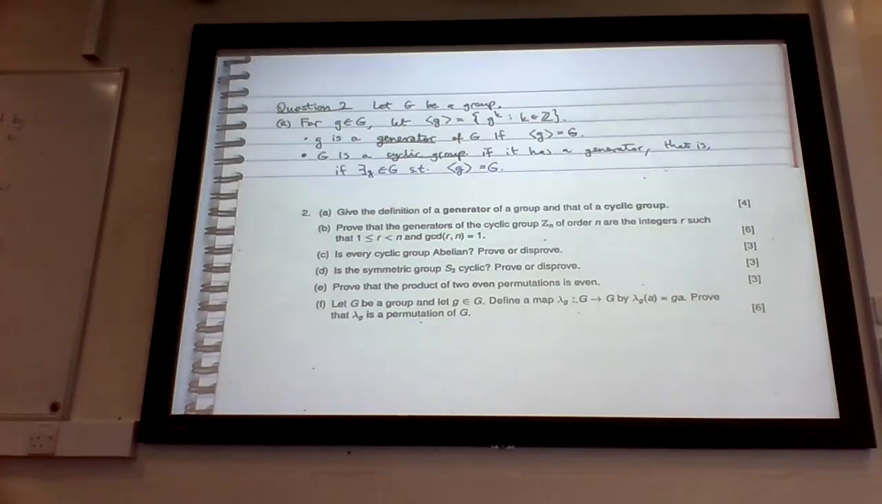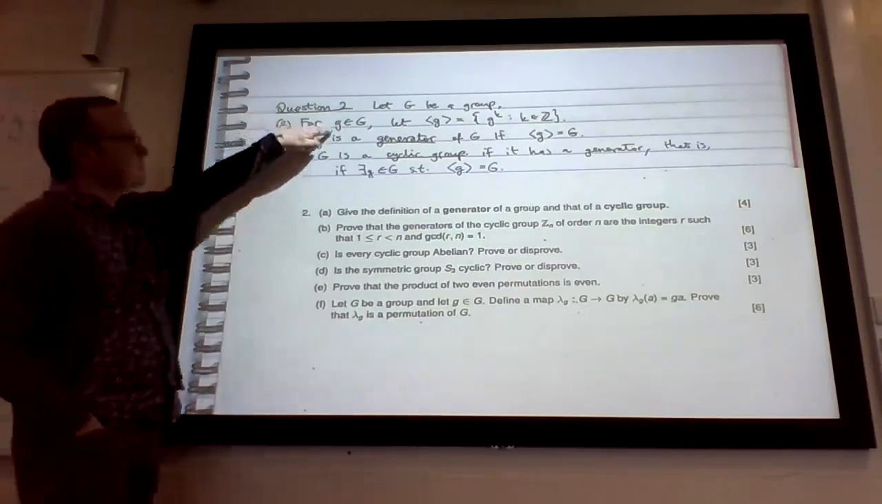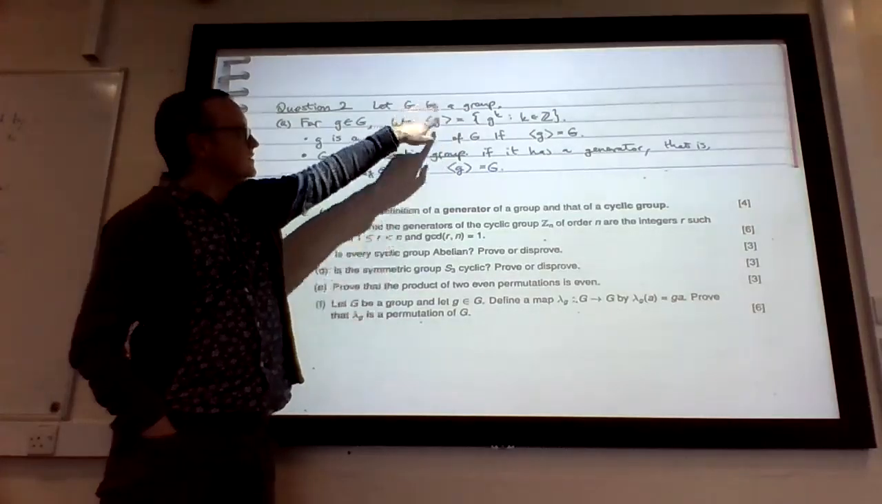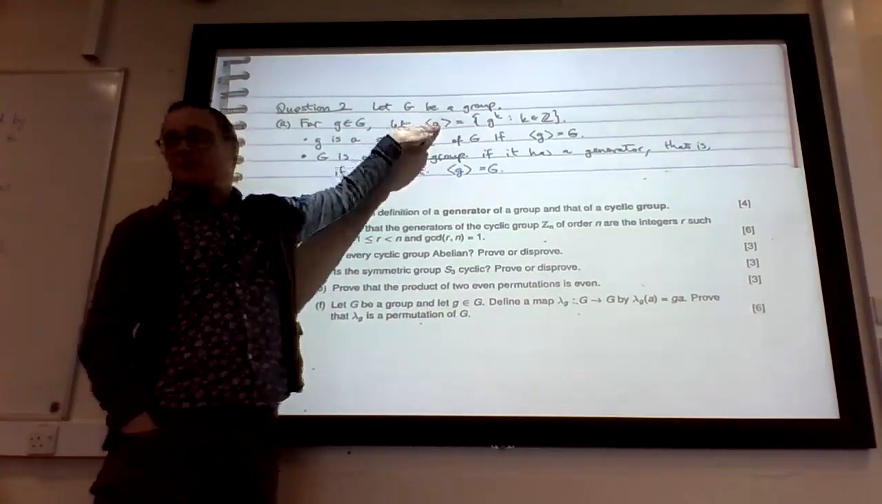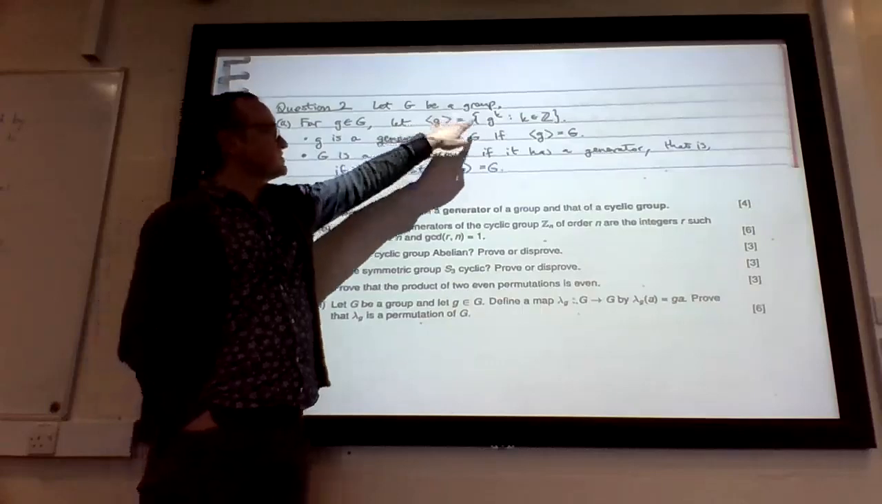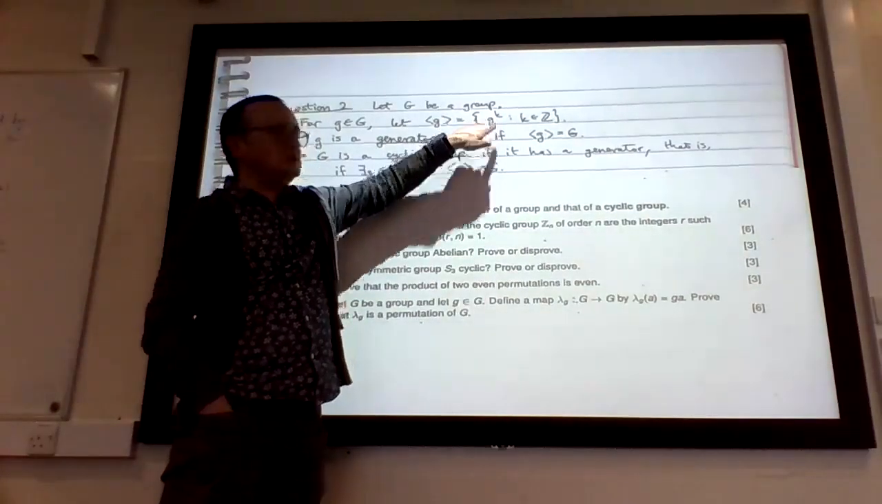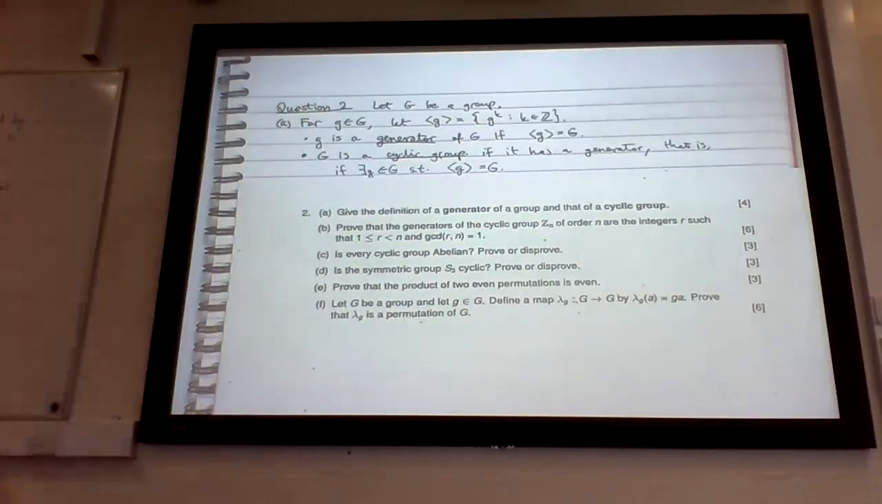So the first part was just to give 2 definitions which are relevant for some of the rest: generator of a group and that of a cyclic group. So Jan says for a group element, he's defining the notation for, well, it turns out to be the cyclic subgroup generated by this element, but just as a set, it's this set of elements, a set of all integer powers of the element g.